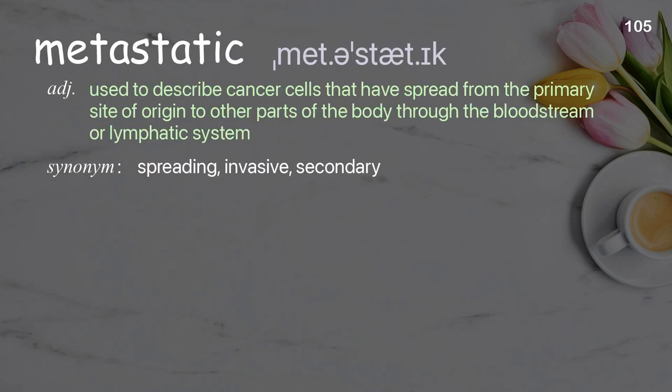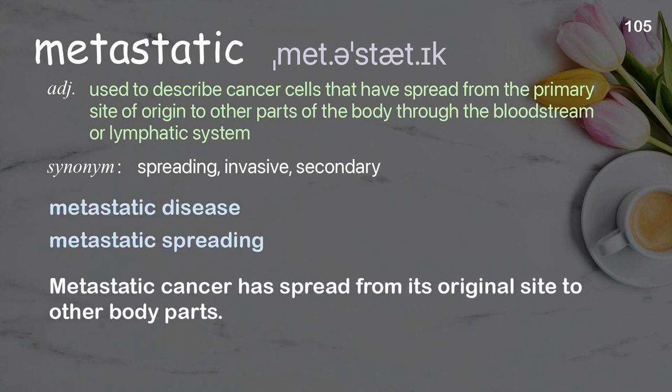Metastatic. Used to describe cancer cells that have spread from the primary site of origin to other parts of the body through the bloodstream or lymphatic system. Examples: Metastatic disease. Metastatic spreading. Metastatic cancer has spread from its original site to other body parts.